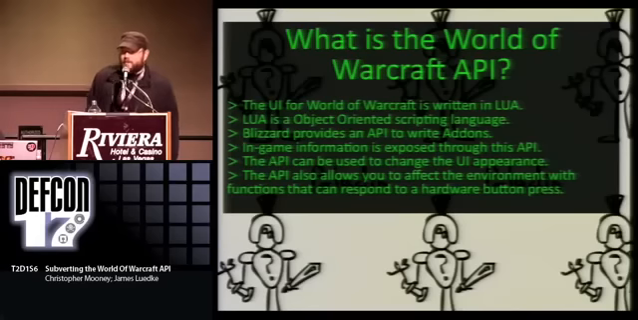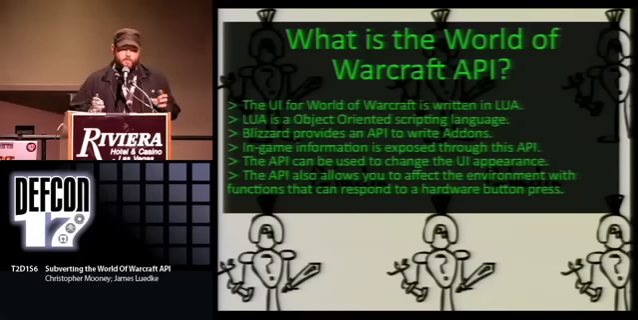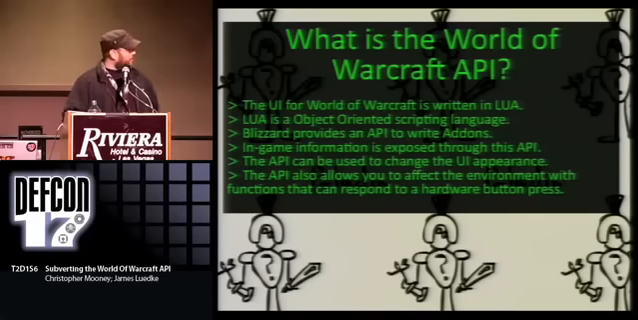What is the World of Warcraft API? For those of you that don't know, it's basically an application programming interface for UI developers, people that want to change the way the UI looks and functions. Blizzard made this a plugin slash add-on way to extend the UI because it doesn't look very good. It's written in Lua, an object-oriented scripting language, and you load add-ons in the game that change the way it looks and feels. This is important because you can get a lot of information out of the environment, which allows you to take certain actions, and then you can inject inputs back into the environment, which is really important to making this code work.